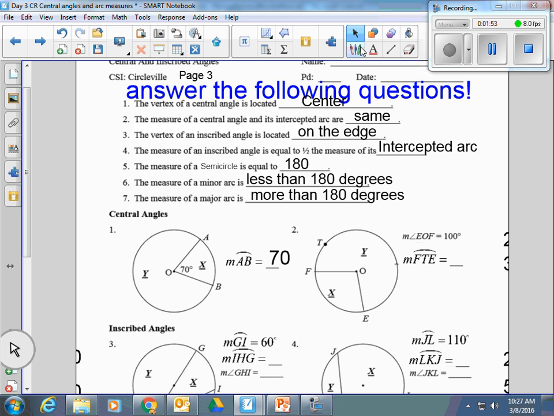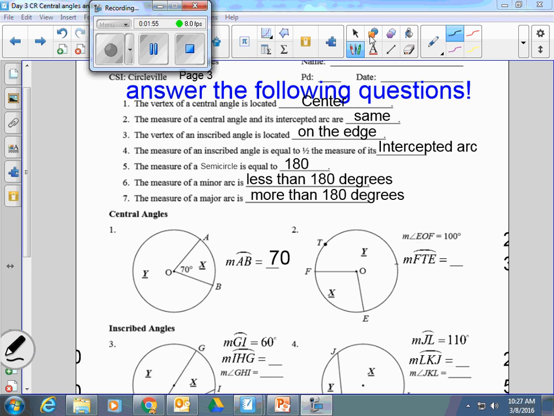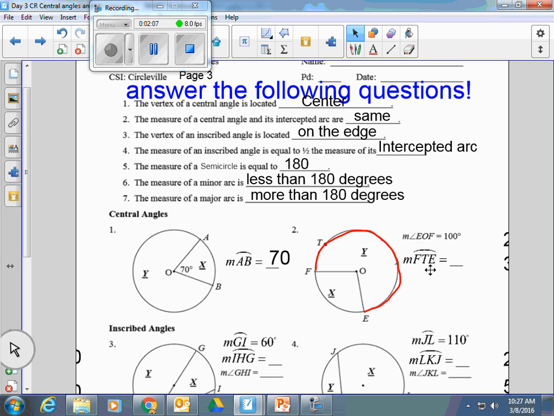The measure of arc FTE. Now be careful. I'm hoping that what you did is you went all the way around from F to T, all the way around to E. What's a full circle? 360, right? So FTE would be how big? 260. 260. Very good. I'm not sure why that 300 keeps popping back up. I think I've deleted it like 12 times.